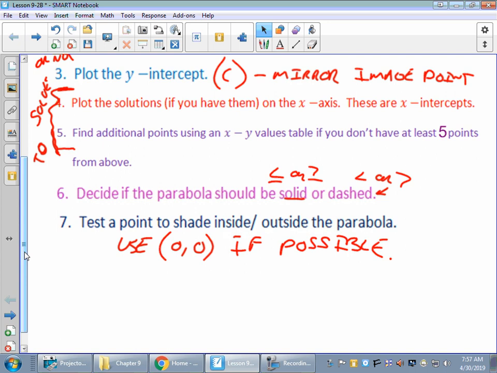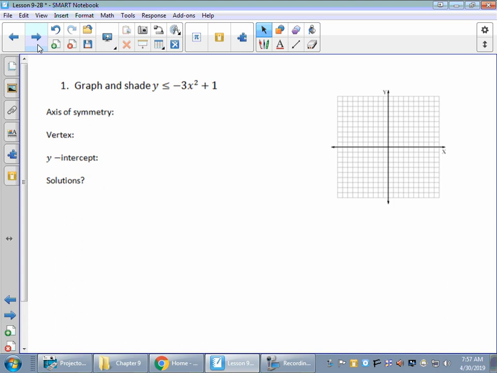But 0 would be the easiest one, especially with quadratics when there's more than one x involved. Okay, so let's get to some examples here. All right, so the first one: graph and shade y is less than or equal to negative 3x squared plus 1.